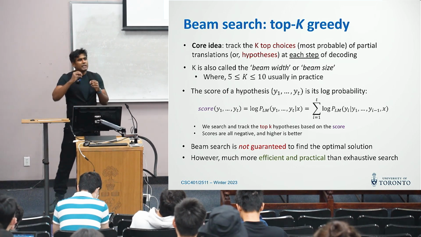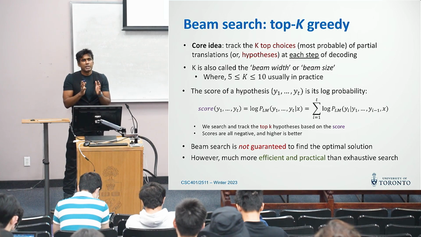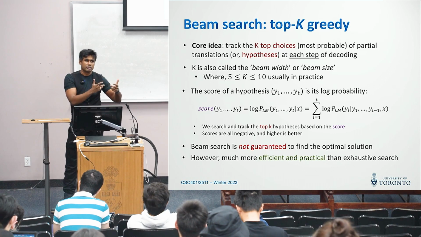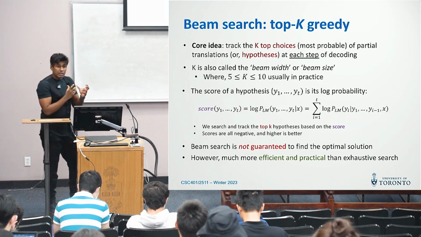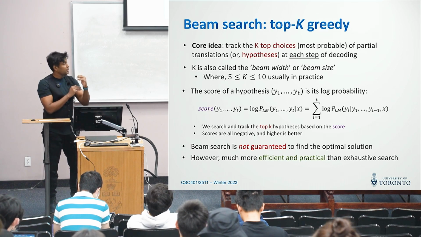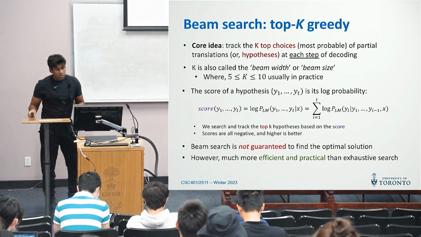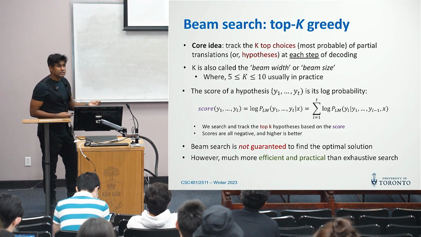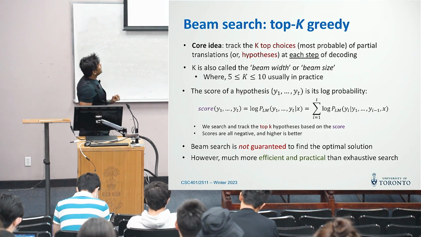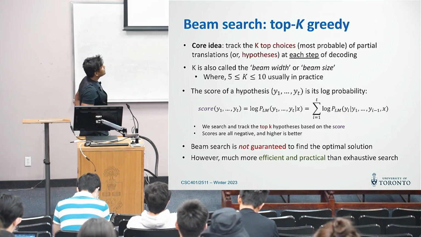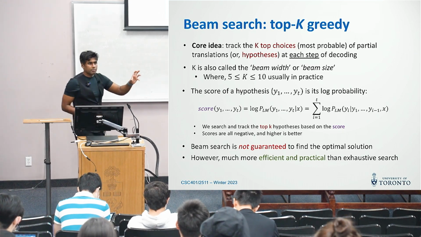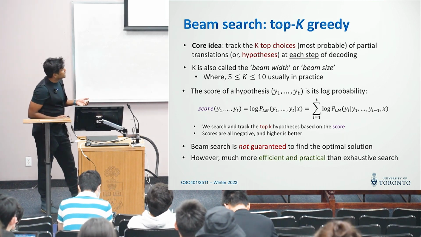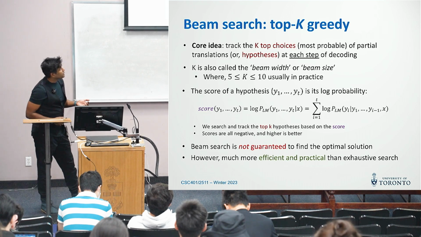Instead of picking the most probable word at every time step, we keep a priority queue of our partial translations, which we call hypotheses. How many of these most probable hypotheses we keep is determined by what we call the beam width, or the variable k. In practice it's between 5 and 10, but for pedagogical reasons we're just going to use k equals 2. The score of a hypothesis is simply its log probability: the summation of the log probabilities of the output word tokens we have seen.